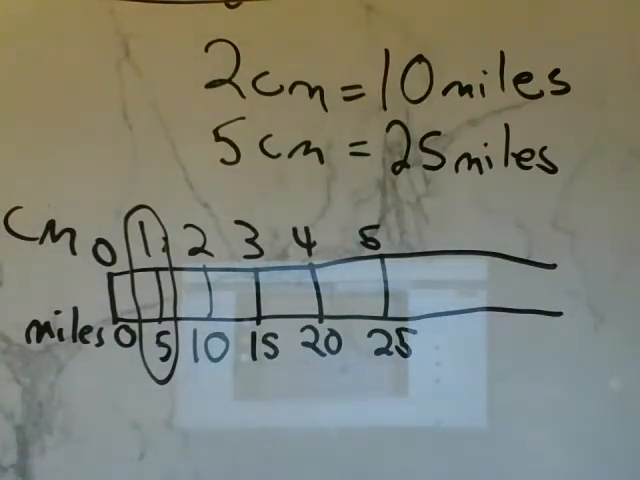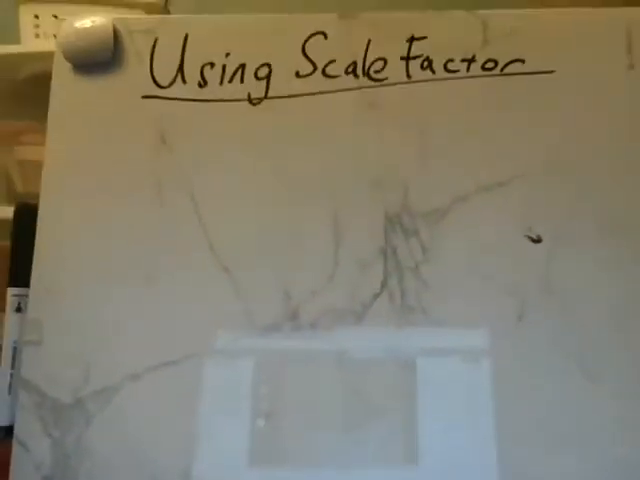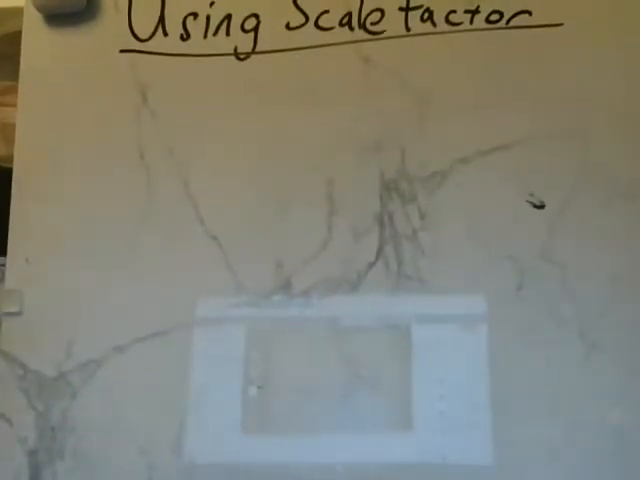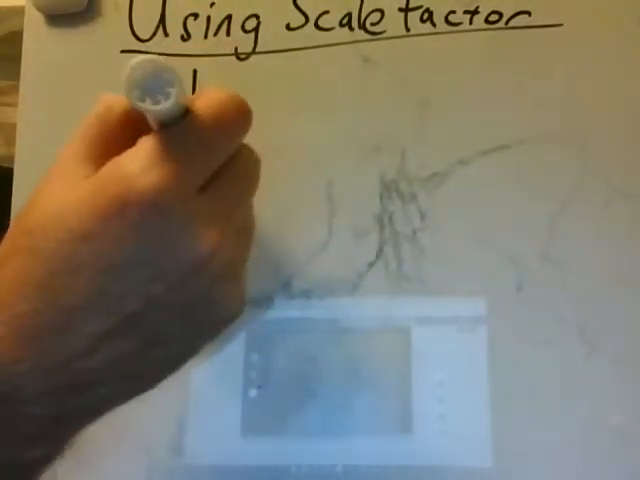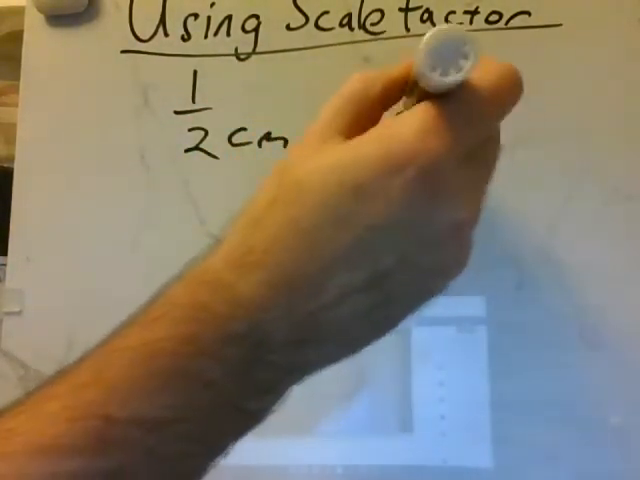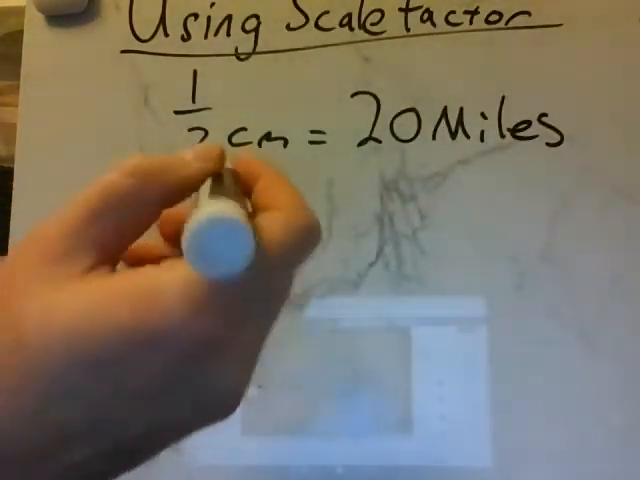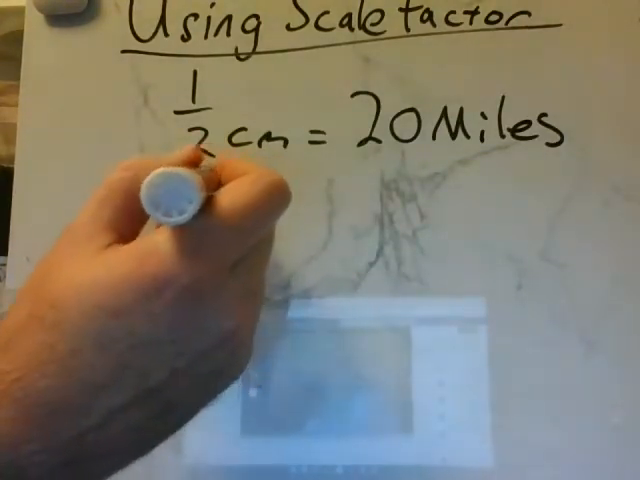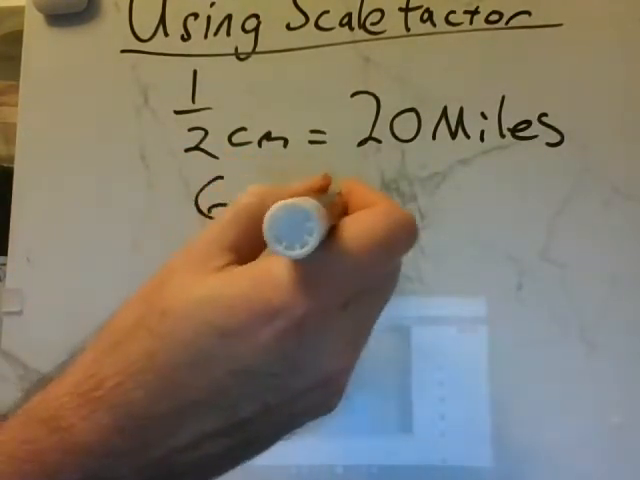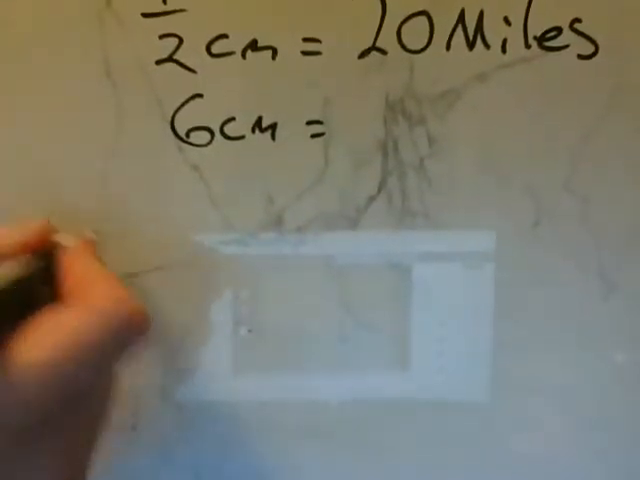Now, the second one I'm going to show you is, well, what happens if you have like a fraction? It's pretty much the same thing. Let's erase this off here. Alright, so let's say that on this one, 1/2 centimeter is equal to 6 miles. Okay, and how far is, again, let's do 6 centimeters.